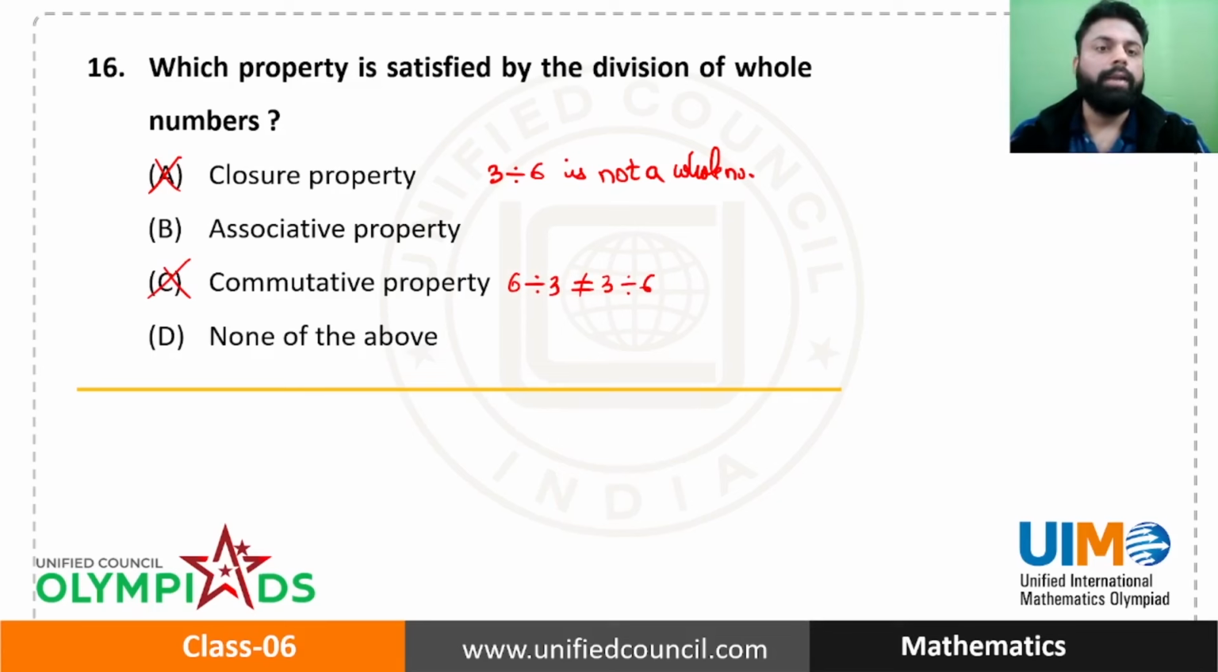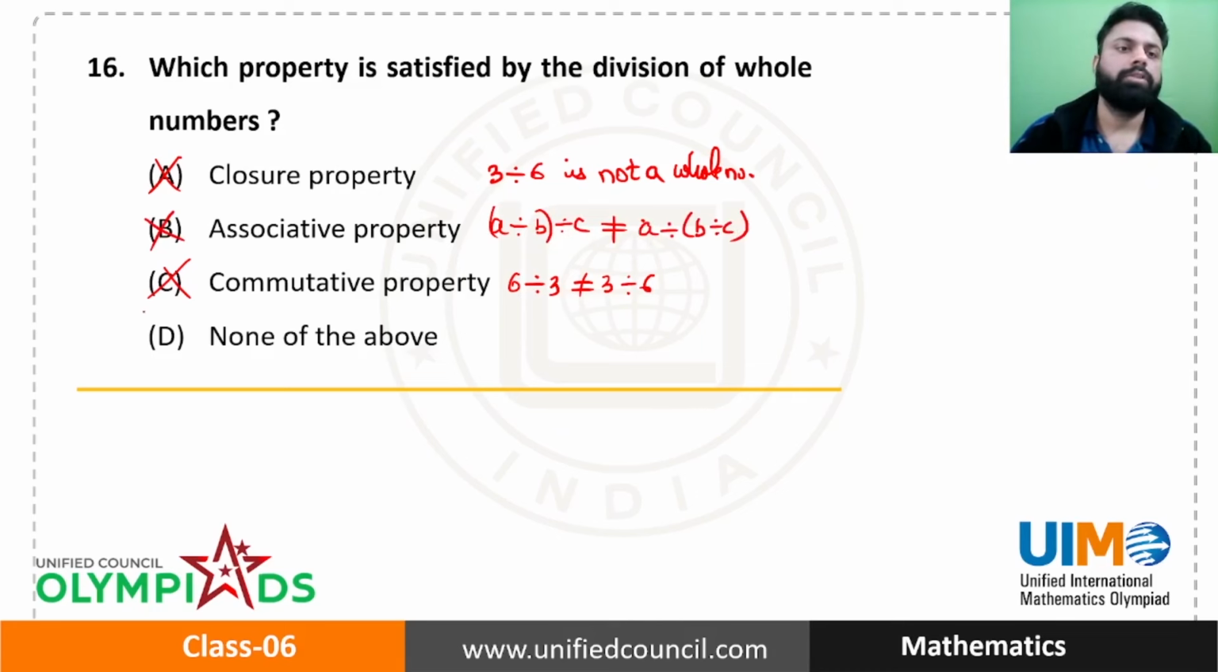According to the associative property, when we talk about numbers like A divided by B and then divided by C, basically we talk about groupings in this format, which is not equal to A divided by B divided by C. So none of the properties is valid for the whole numbers.